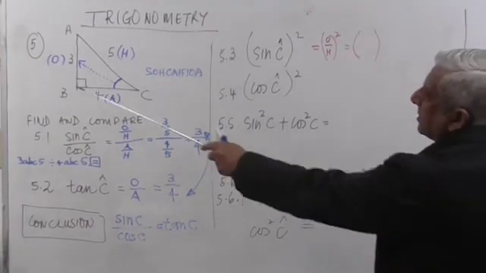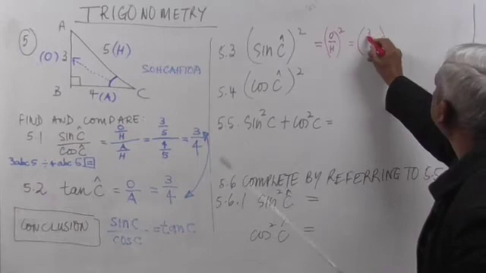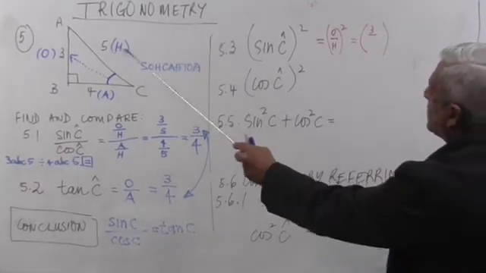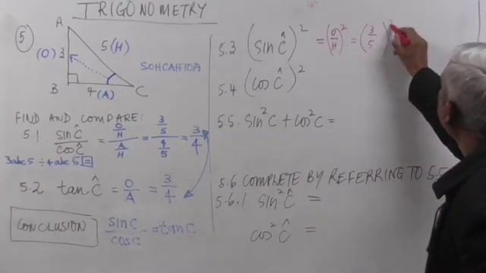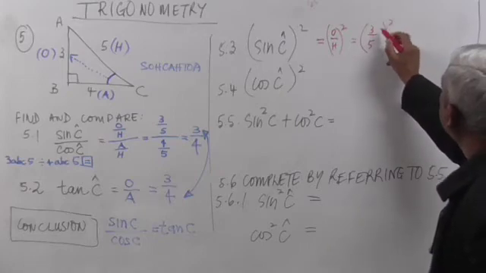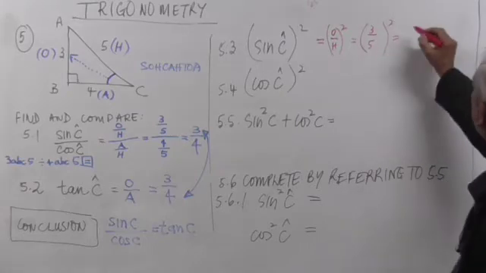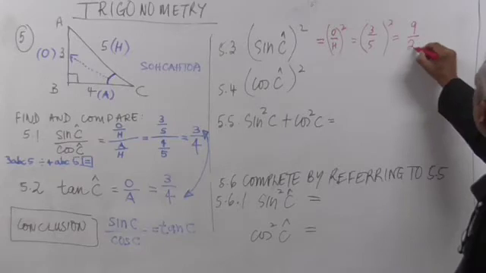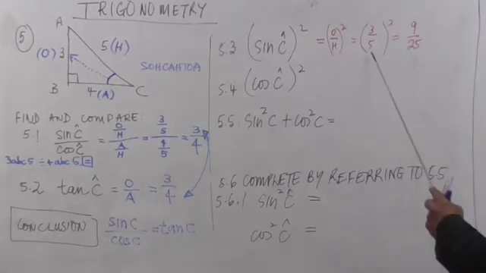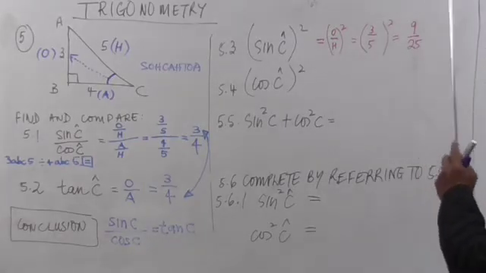O is 3. H is 5. It's squared. If you square this, put it in the calculator just like this, you will get the answer 9 over 25. Please use your calculators so that you get these answers correct.